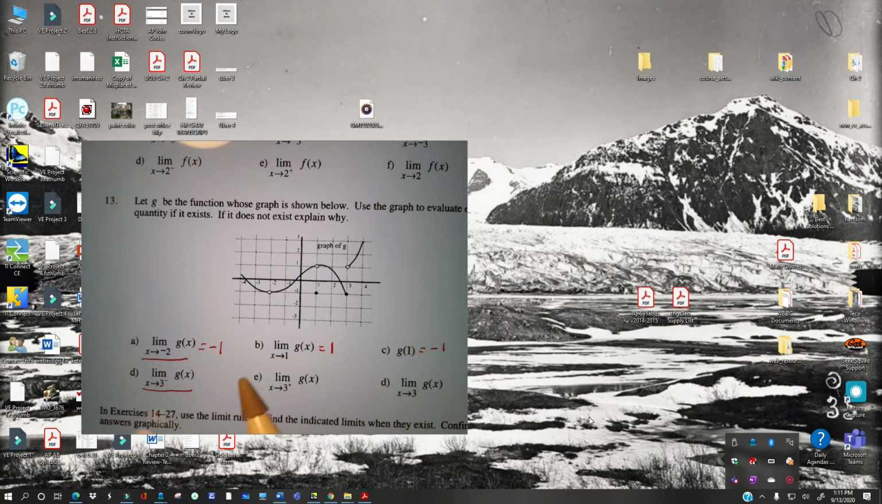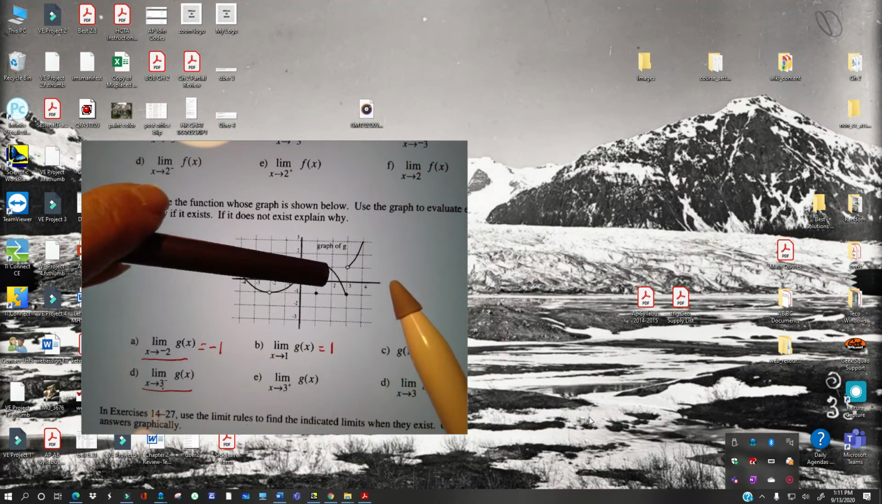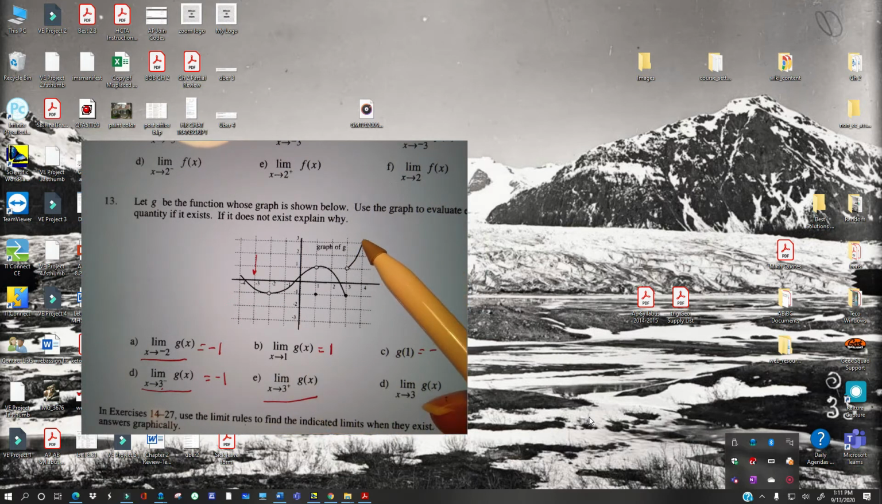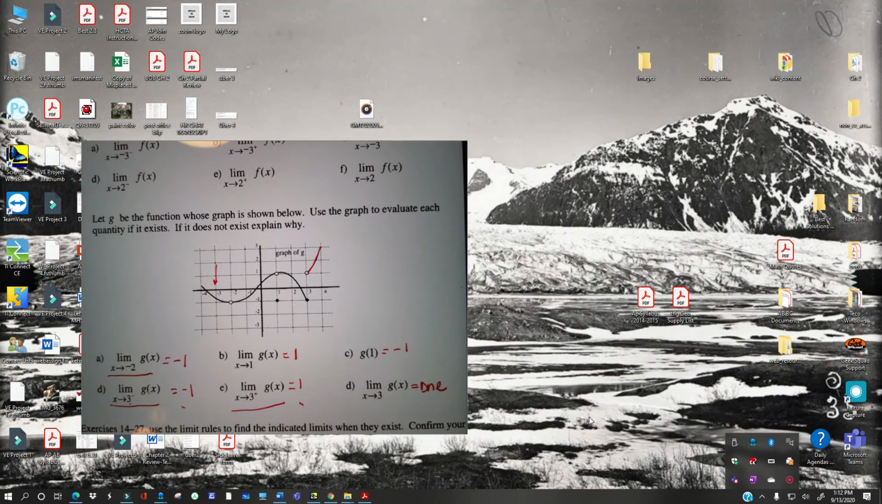This one here, part D, the limit as x approaches 3 from the left. So it doesn't want it from the right. It just wants to know what is it when we come in from the left. Well, if I approach 3 from the left, it's -1. If I approach 3 from the right, it's +1. Now the limit from the left does not equal the limit from the right, therefore the limit as x approaches 3 does not exist, and that's what you can write there. Capiche?